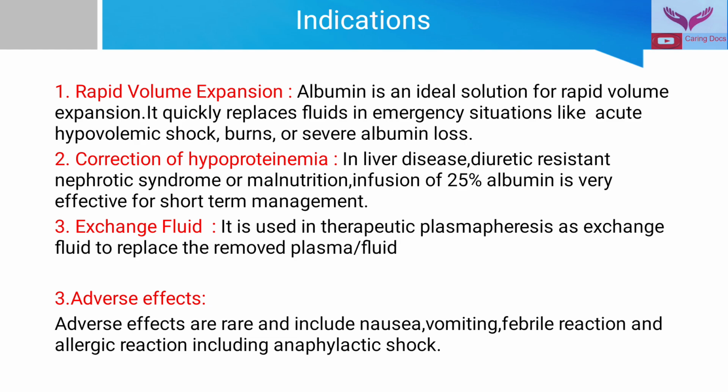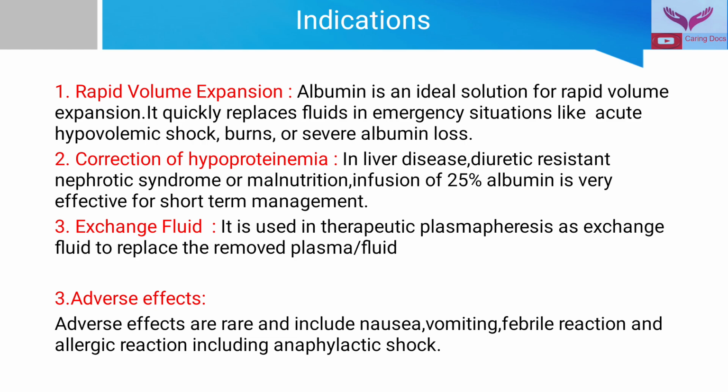Indications for the use of albumin are: it is required in the condition where rapid volume expansion is required. So it is an ideal solution for rapid volume expansion as it quickly replaces the fluid in emergency situations like acute hypovolemic shock, burns, or severe albumin loss. It is also used in the correction of hypoproteinemia in patients with liver disease, patients who are diuretic resistant nephrotic syndrome, or malnutrition. The infusion of 25% albumin is very effective for short term management.